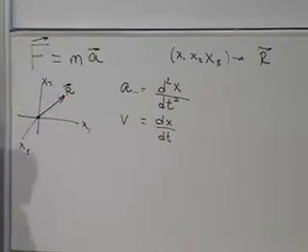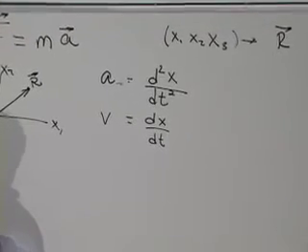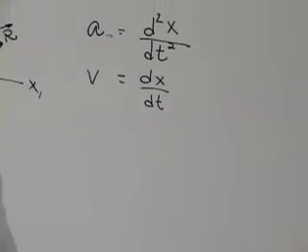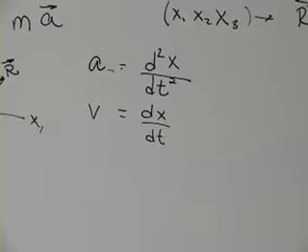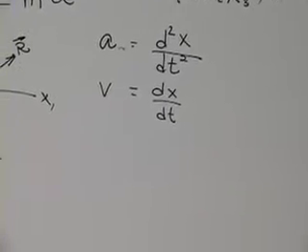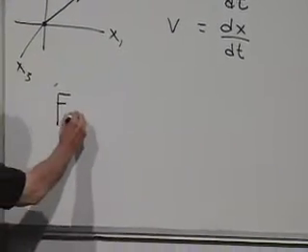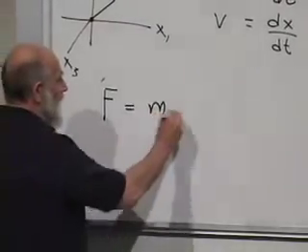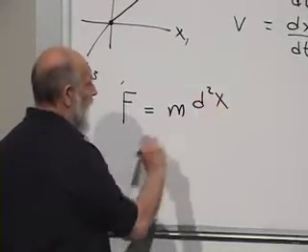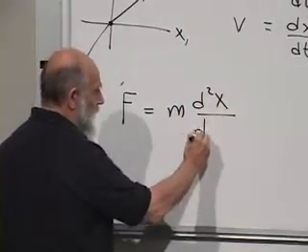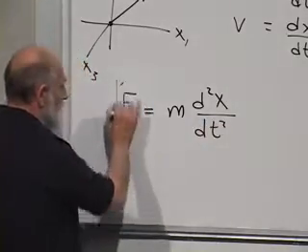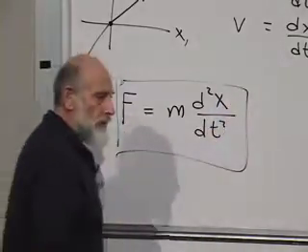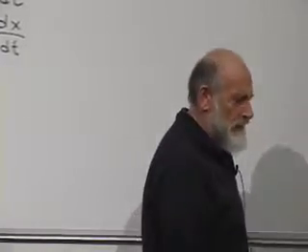And so Newton's equations are then rewritten as the force on an object, whatever it is, component by component, is equal to the mass times the second derivative of the component of position. So that's the summary of, I think, Newton's first and second law. I can never remember which they are.